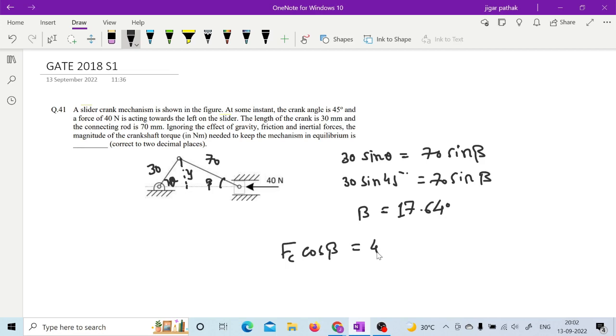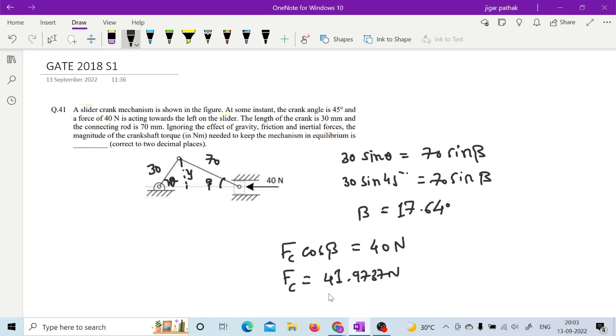Now if you see here from the figure, this Fc cos beta is equal to crank effort, which is 40 Newton, right? So if you calculate this Fc from that cos beta we have already calculated, you will find that Fc is equal to 41.9737 Newton, almost it will be equal to this.